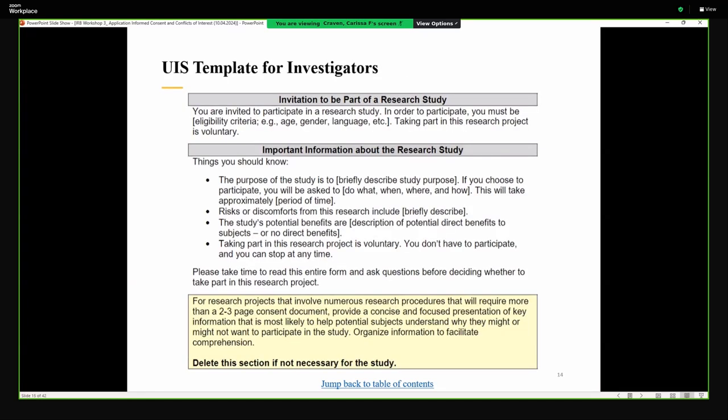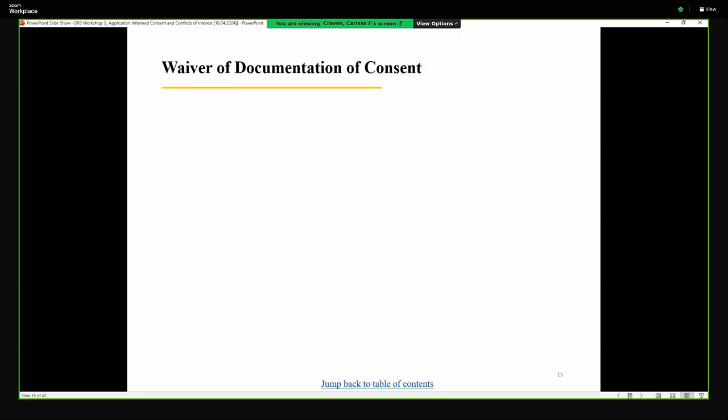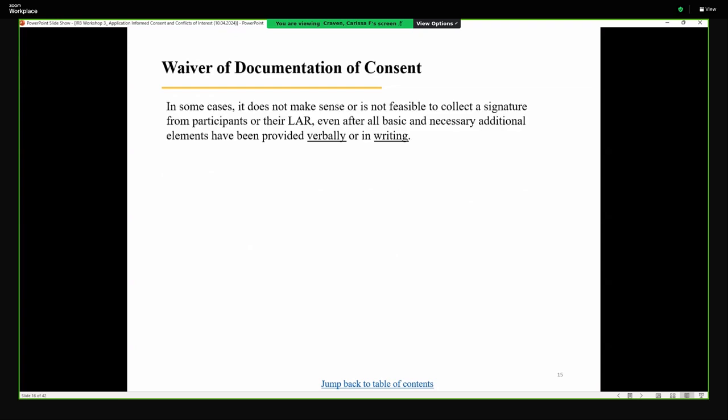Let me go back. There are some instances where consent may need to be a little different or taken away entirely. In those cases, we might need to waive certain parts of your consent process. The first is a waiver of documentation. This specifically refers to the signature or keeping a copy of the document. Every other basic element is included. Every additional element that is required is there, either provided verbally or in writing, or just getting rid of the signature.